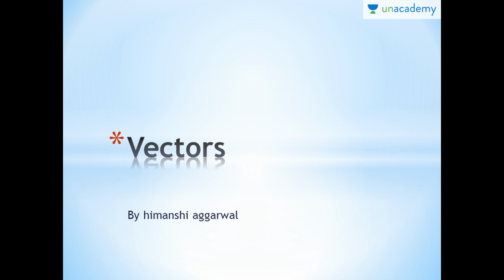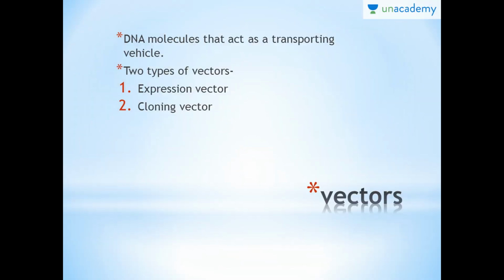For example, you have to go somewhere from one place to another. So you need a vehicle to go to your destination. So you must take a vehicle or transportation to go to that place. In the same way, the foreign DNA or alien DNA needs a vehicle to go into the host organism. So this vehicle is known as the vector. So we can define a vector as a molecule, a transporting vehicle of DNA molecules.